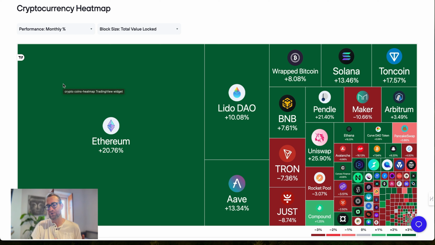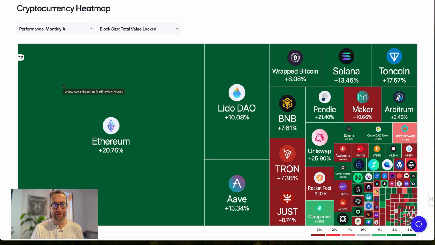And you can look at the performance actually monthly as well, which again is interesting because crypto's moving so fast. This can give you more of the overall movement of the market that I think can help people that are not tied into the news every day.